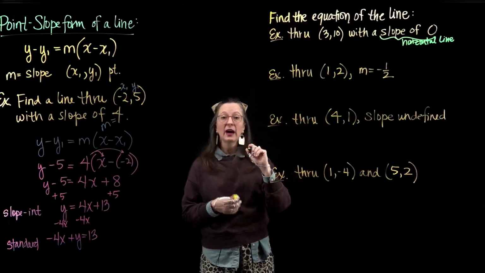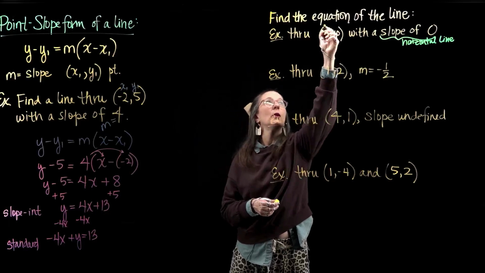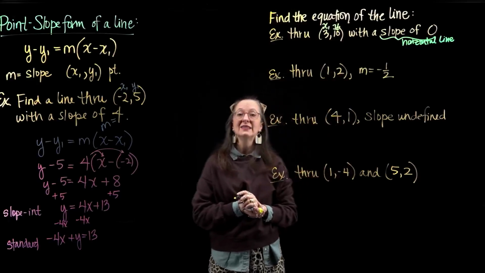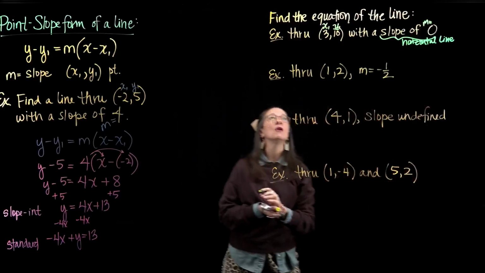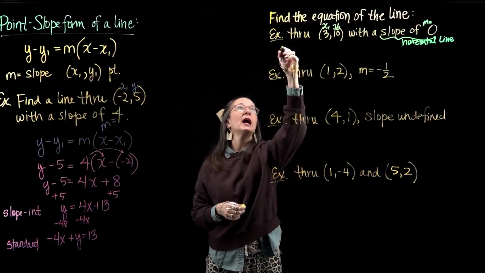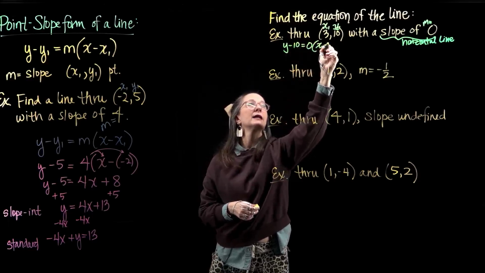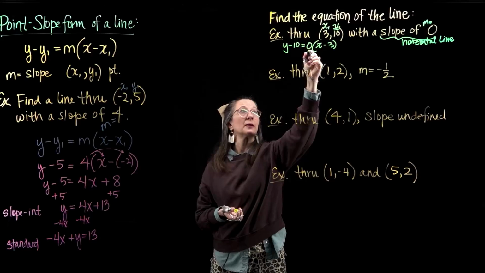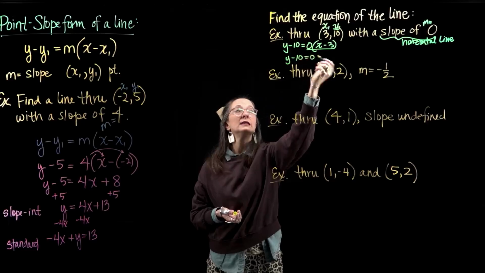Now, if I didn't know that, I could have just plugged it in. So 3, 10, that's my point. So x1 is 3 and y1 is 10. Slope of 0, that tells me m is equal to 0. So filling in my formula here, I would have y minus 10 is equal to 0 times x minus 3. And of course, anything multiplied by 0 is going to be 0. So y minus 10 is equal to 0.